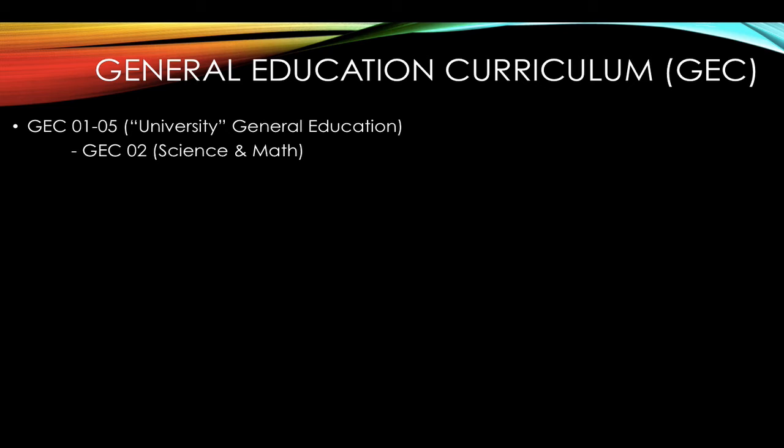Now, the GEC 01 through 05 are what we would call the university general ed requirements, or probably where you went to school, they were referred to as core requirements. And some people around here use that terminology as well. For us in the College of Science and Technology, it is currently GEC 02 that we're going to be concerned with. That's the science and math requirement. You can find out more about the GEC at this particular website.